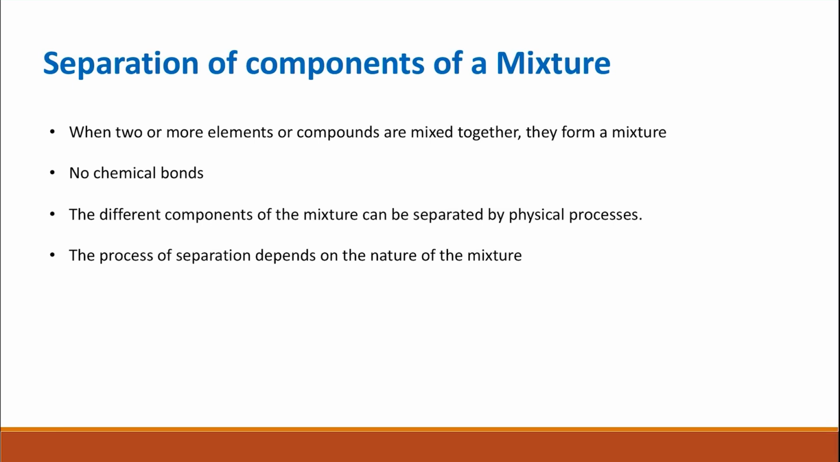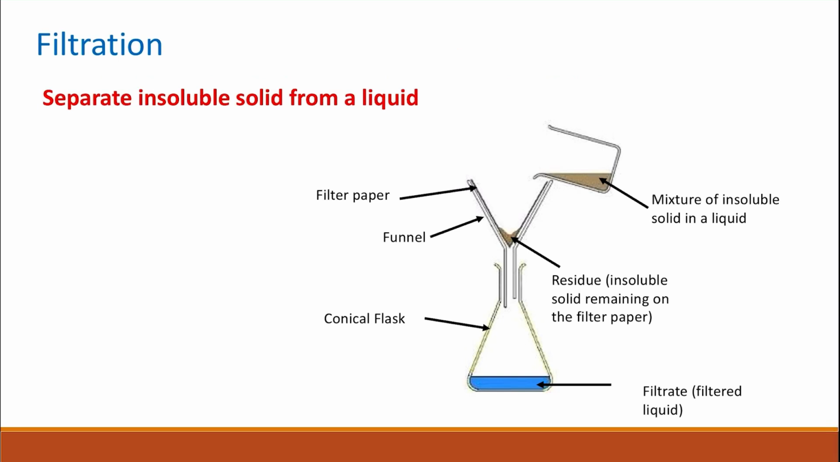A very common question in the exam comes where they ask you to describe a method that can be used to separate component of a mixture. So the different component of a mixture can be separated by physical means, and that depends on the nature of the mixture. If you have insoluble solid and you want to separate it from a liquid, then filtration is the method of choice. This is called the filtrate, the liquid that is filtered, and this is the residue that remains on the filter paper, which is your solid.